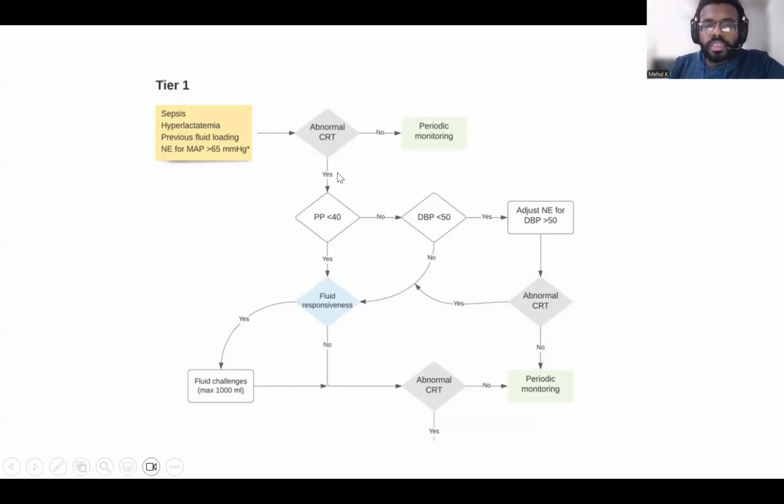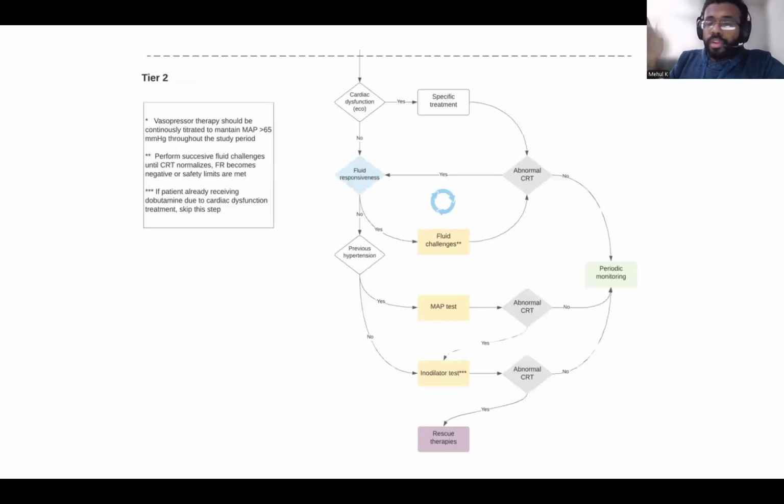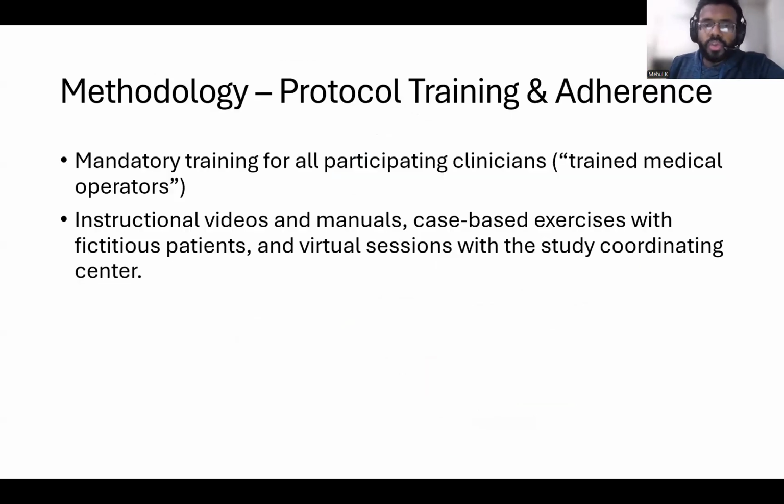In tier 1, you have a pulse pressure and a diastolic blood pressure. Pulse pressure less than 40, look for fluid responsiveness. Diastolic less than 50, increase your noradrenaline. Tier 2, look for cardiac dysfunction. No cardiac dysfunction, you can again consider fluid bolus. If fluid responsive, still not improving, you can consider a MAP test or a dobutamine stress test or an inodilator test. So that was the protocol.